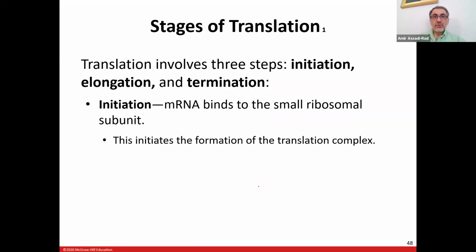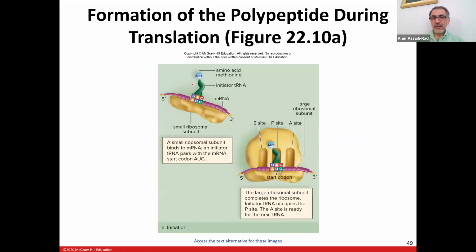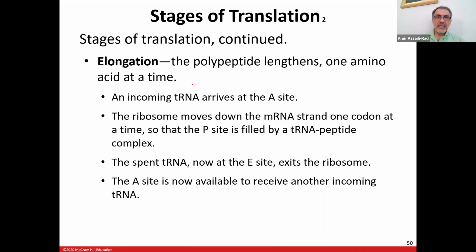Okay. So translation has 3 steps. Make sure you know these things: initiation, elongation, and termination. Initiation: mRNA binds to the small ribosomal subunit. This initiates the formation of the translation complex. And here they are showing you the A site, P site, and E site, the exit site, the arrival site, and so on and so forth. Then elongation: polypeptide length, amino acids, and so on.